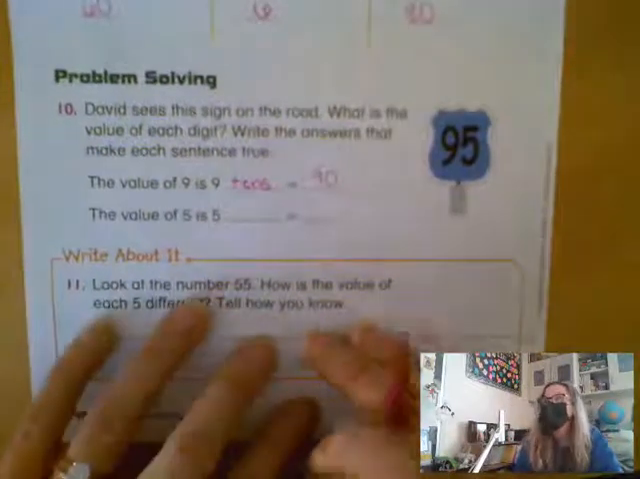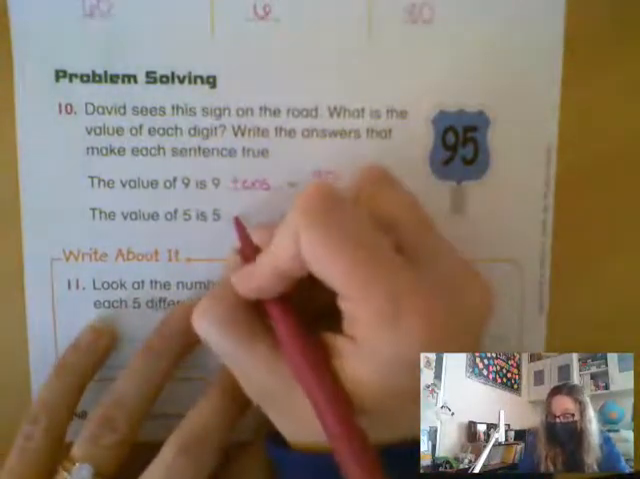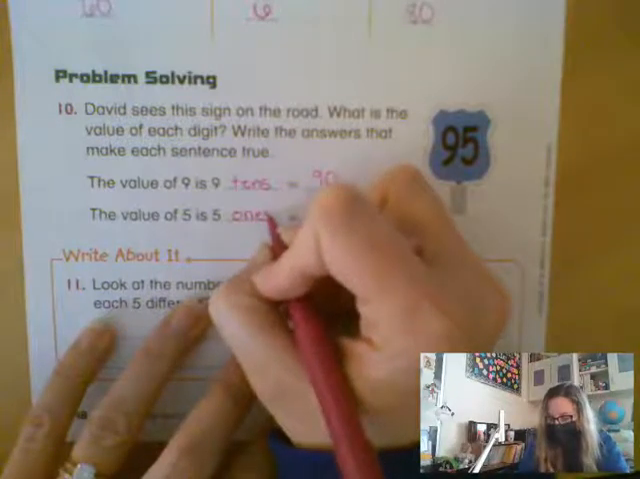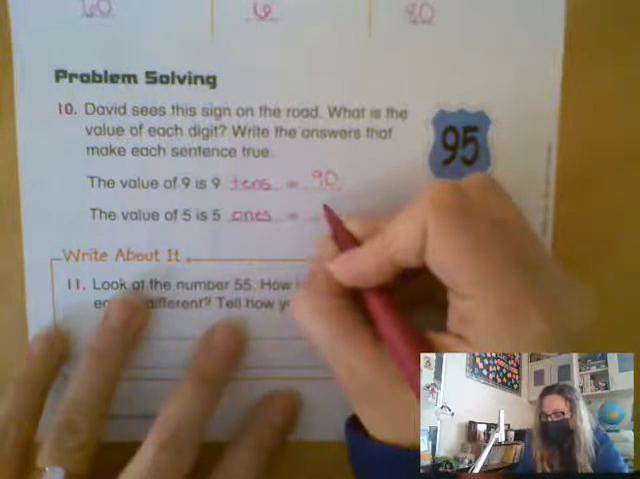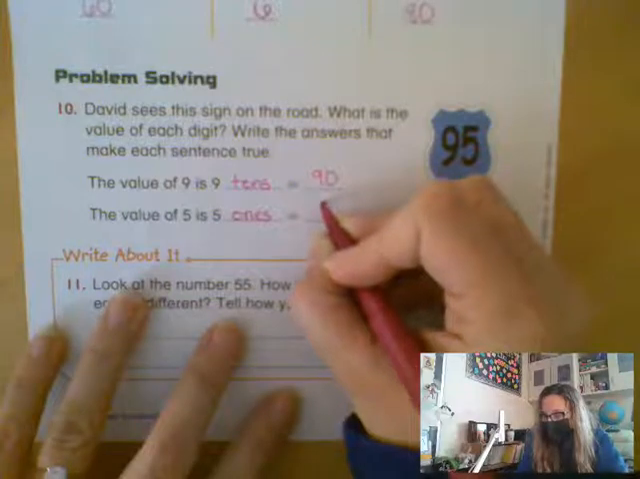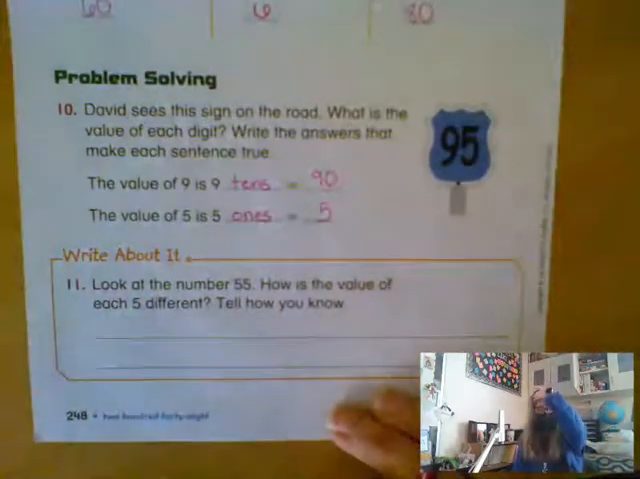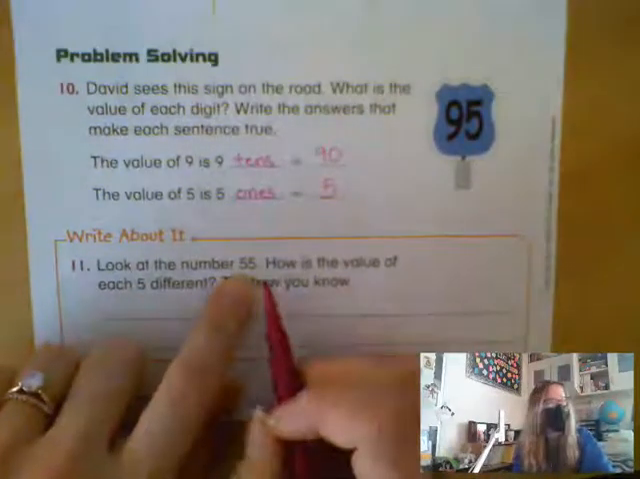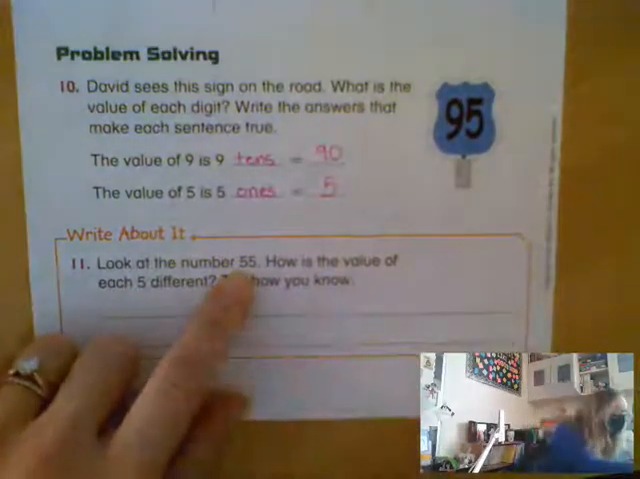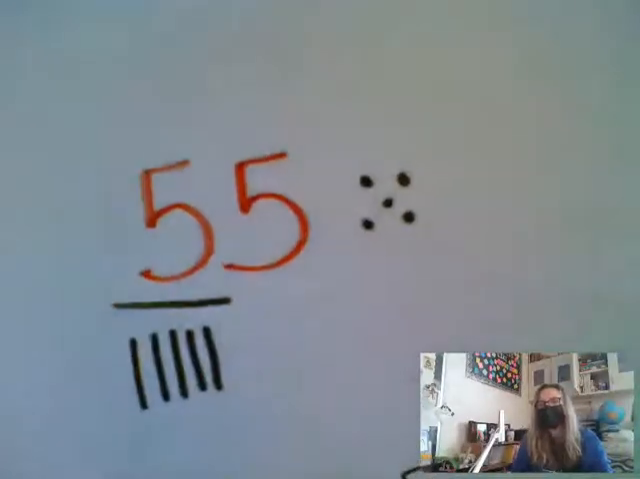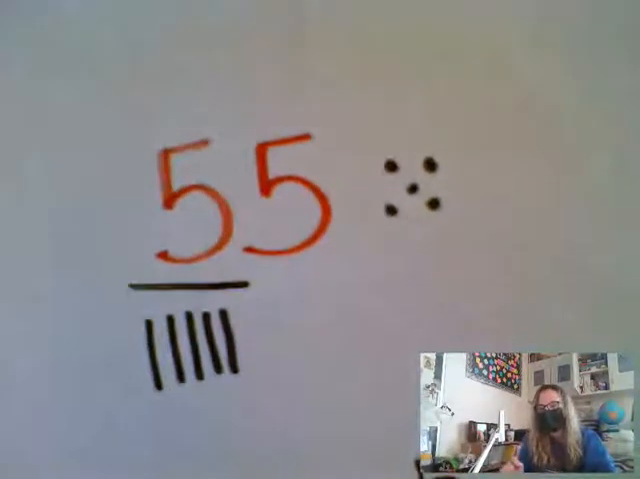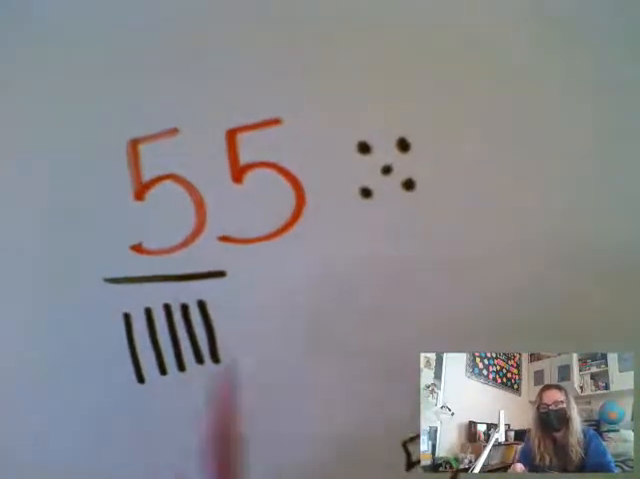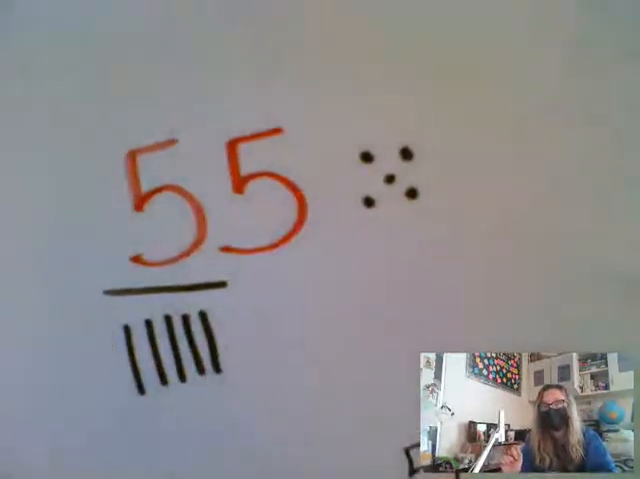The value of the 5 is 5 ones. And 5 ones equals, everyone? 5. Thank you. Look at the number 55. How is the value of each 5 different? Hey, that was the example I tried to trick you with, remember? Back here, I tried to trick you. And we said they're different because the first 5 is 5 tens and the second 5 is 5 ones. Okay? All right, let's go to the top of page 249.